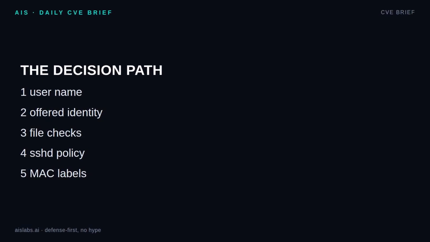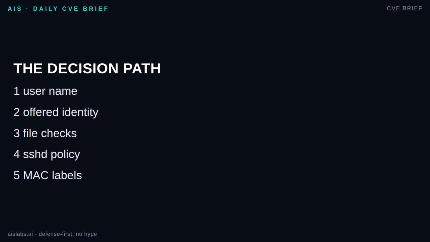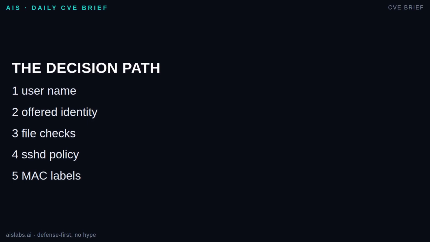Walk it in order. First, username. If you connect as ubuntu but the key is installed under ec2-user, the right key is useless. Second, identity selection. Your agent may hold 5 keys, but IdentitiesOnly yes tells SSH to offer only the configured IdentityFile entries. If that file is wrong, the correct agent key stays on the bench.